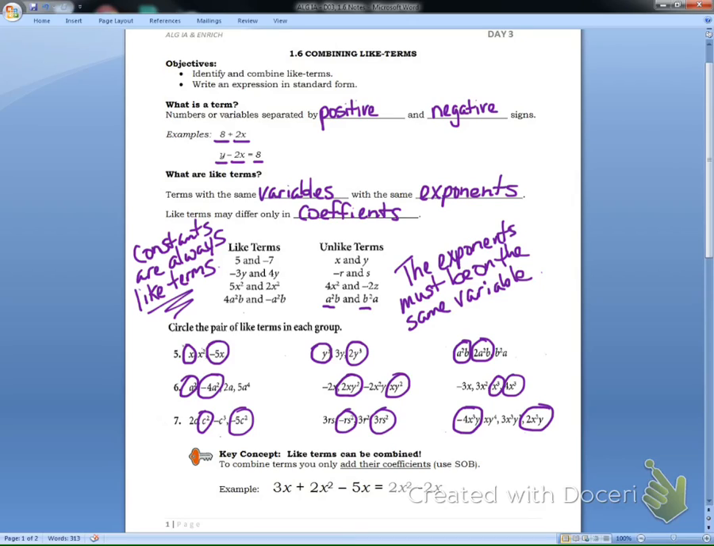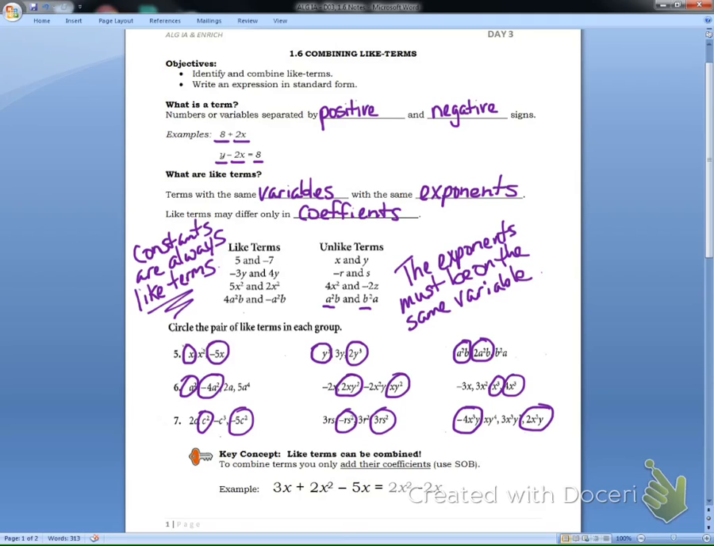So why is it so important that we be able to identify our like terms? Because the key concept is like terms can be combined. When we say combined, I want you to immediately think of your SOB rule of integers. If the signs are the same, you add. If the signs are opposite, you subtract, but the bigger sign wins. So we can only combine, or use our SOB, like terms.